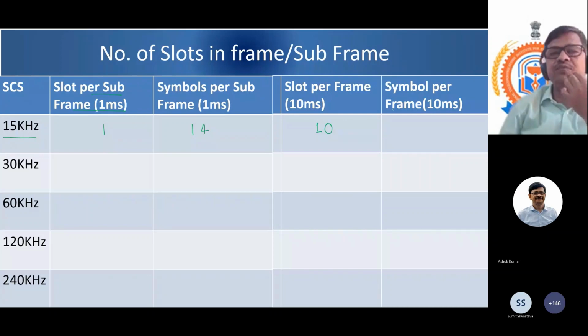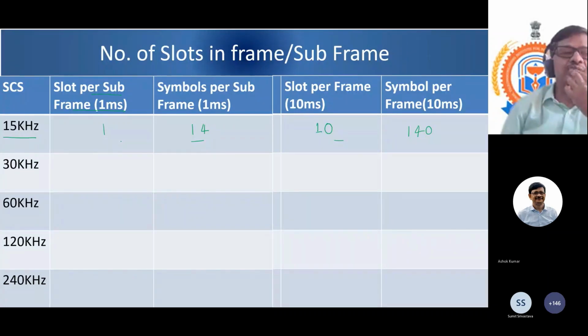Then how many symbols within the frame? You have 14 symbols in one subframe. Now you have 10 subframes. The total, how many symbols? 140. Keep writing in the chat box. Yes, 140. Very nice. Now do this math for 30 kilohertz.